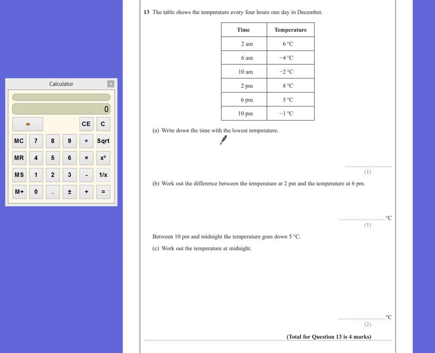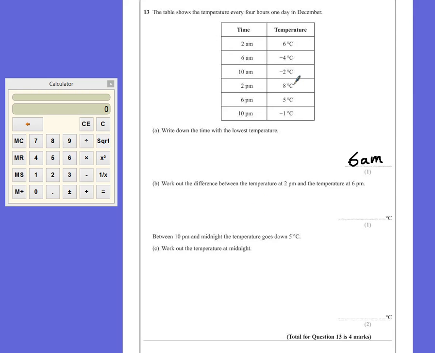But the question asks us to write down the time. So make sure that if it asks for a time, that's what you write down. And in this case, it would be 6 AM. If you wrote down the number there, you've not read the question carefully and you will lose a very easy mark there.